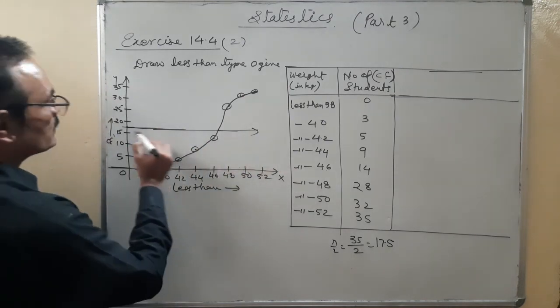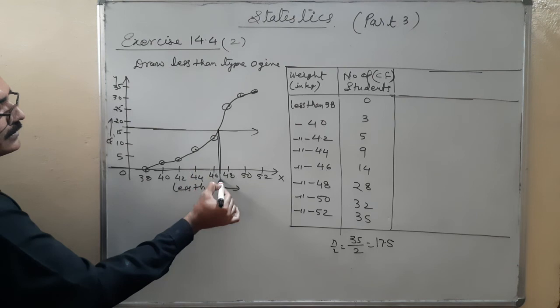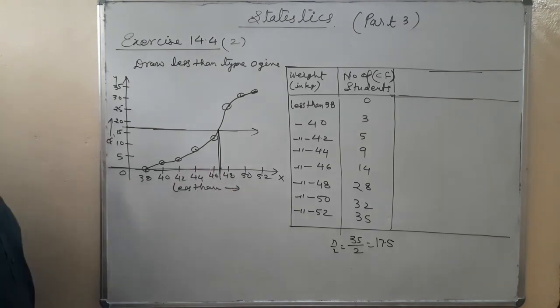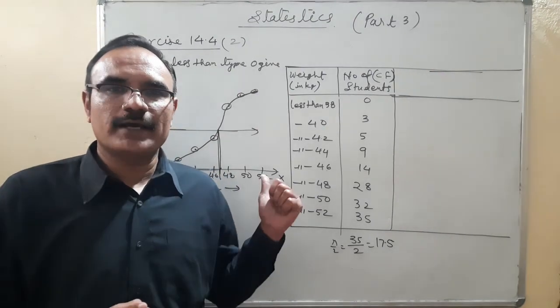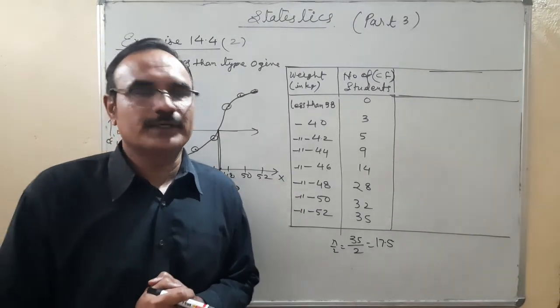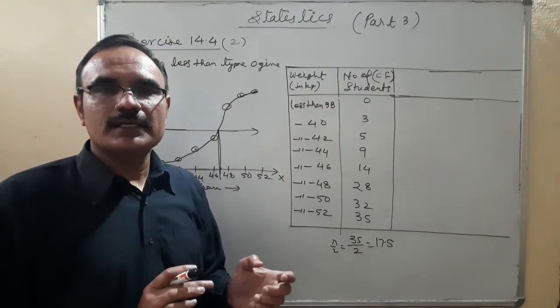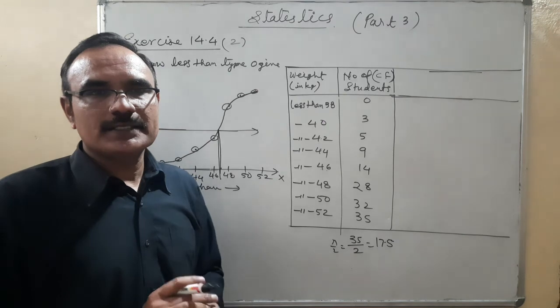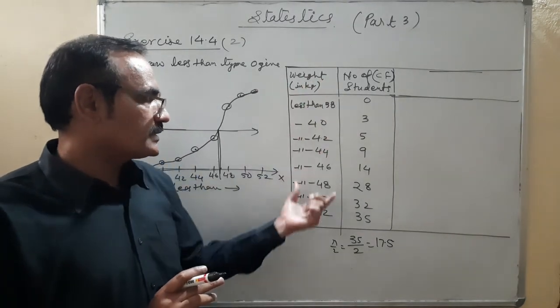And where this line intersects, you have to draw one perpendicular. What is it? 47 something. It is the median. Okay. In the question, they are saying to use a formula and verify this result using the formula. When we are using the formula, we need class interval, CF, and frequency. I think only the less than is not required.